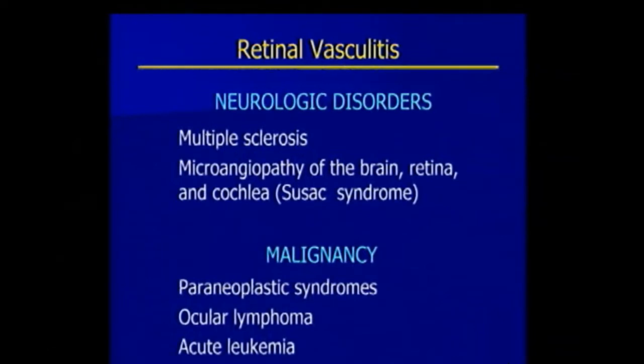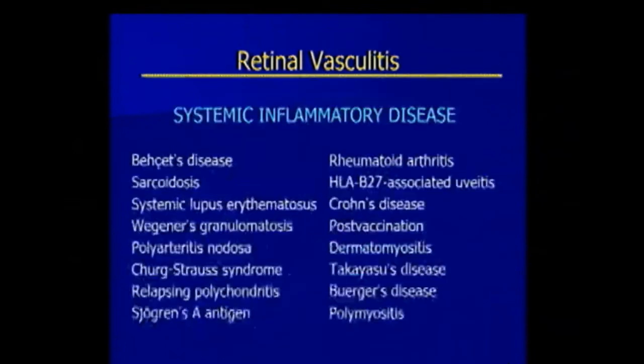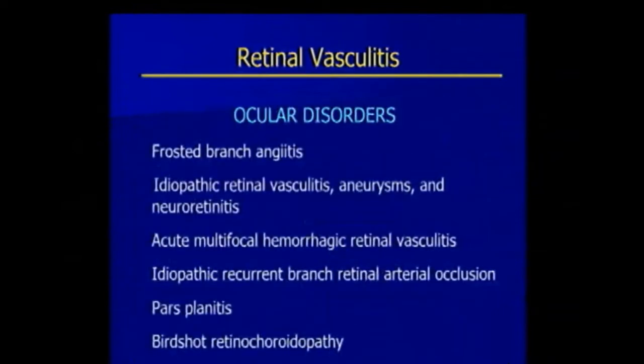Malignancy can masquerade as vasculitis. We have paraneoplastic syndromes, ocular lymphoma, and acute leukemia. If we look at systemic inflammatory disease, there is a big list. Most common are Behçet disease, sarcoidosis, and other systemic vasculitic entities, most commonly systemic lupus erythematosus.